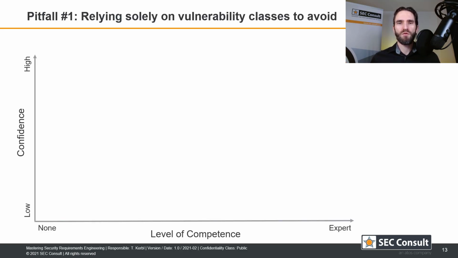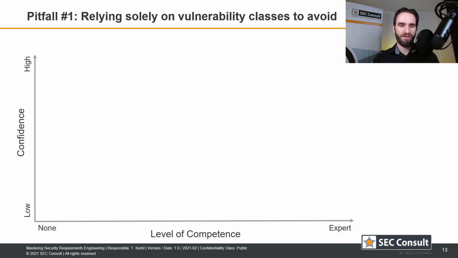One of the most common ones is relying on the prevention of specific vulnerabilities. Don't get me wrong, that's important, and focusing on some vulnerability classes and really making sure that they are not present in your applications, that's key for security. But only relying on those puts the spotlight on an important area but misses a lot of other aspects of security requirements engineering. So what I've prepared for you is a little graph.